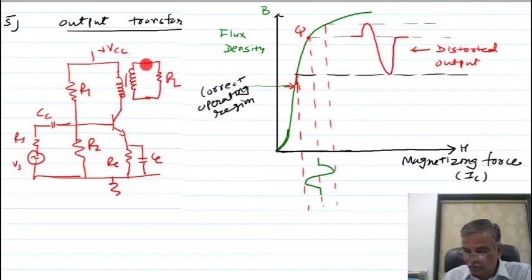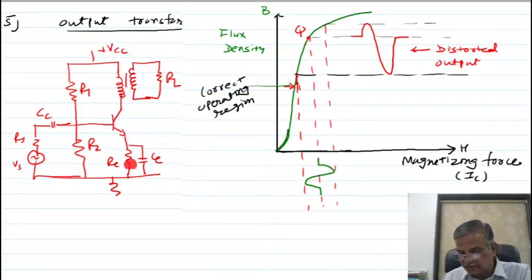As a result, voltage developed across this is not an exact replica of the input. So this voltage, for positive excursion, is very small. For negative excursion, voltage is very large. As a result, you will get distorted output. Why are you getting distorted output? Because primary resistance is very less.